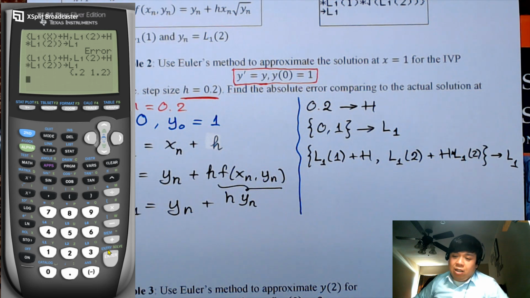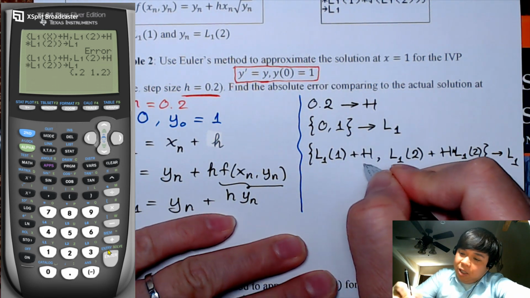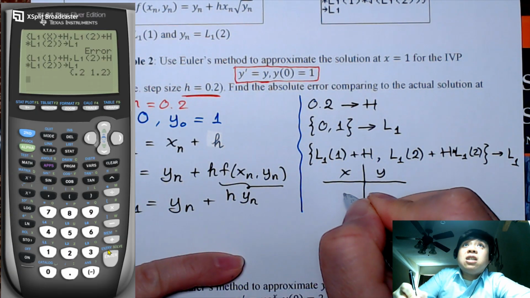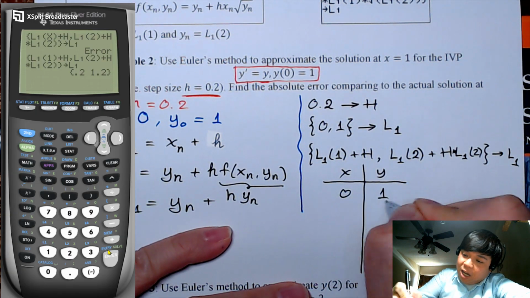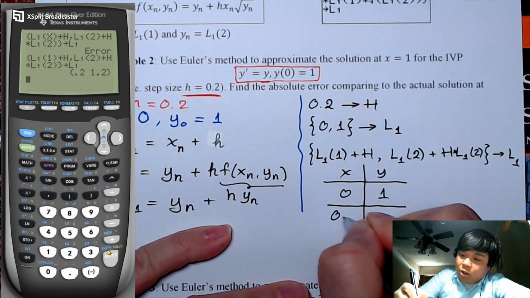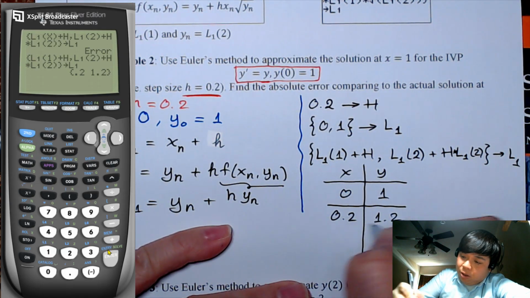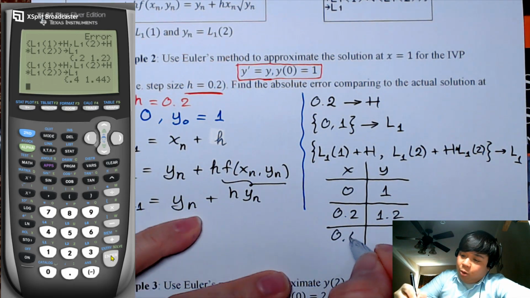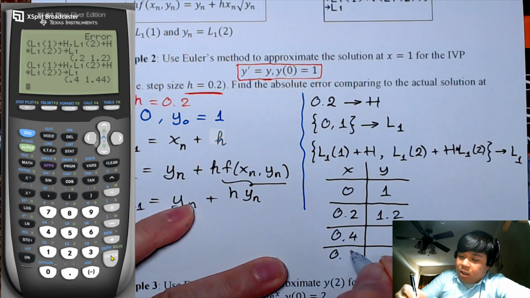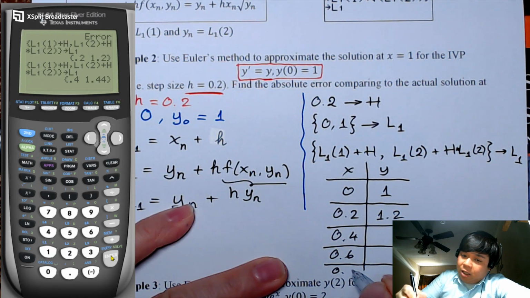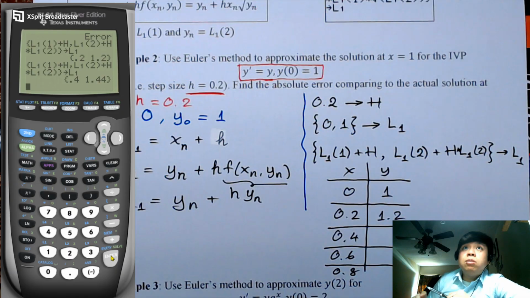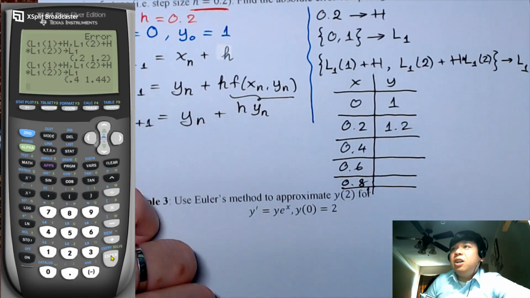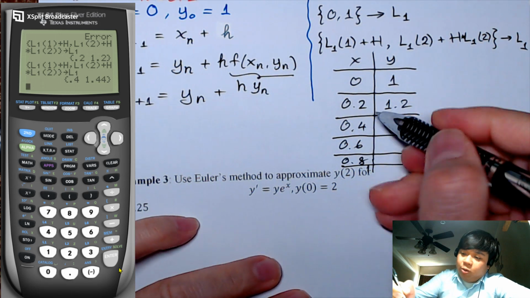Okay. So the solution will be as the table like this with x and y. X is 0, y equal to 1, that initial. Next we have 0.2, 1.2. We know this: 0.4, 0.6, 0.8. And then the next one is 1. Sorry. Okay, 1.44.